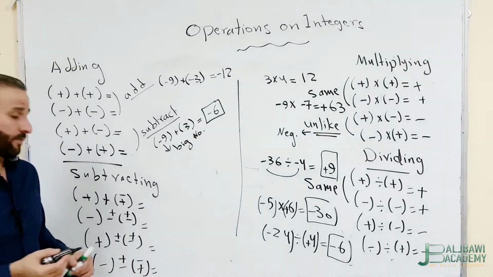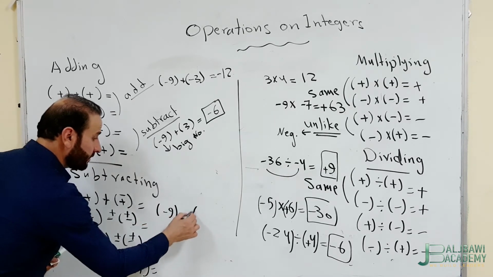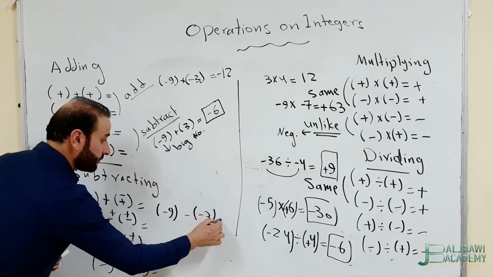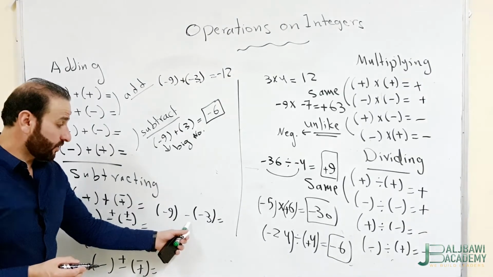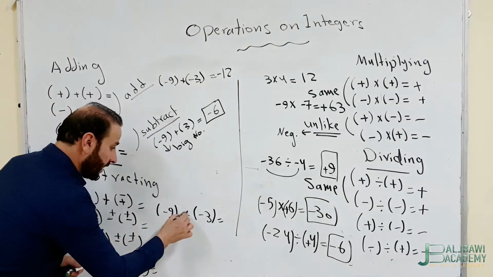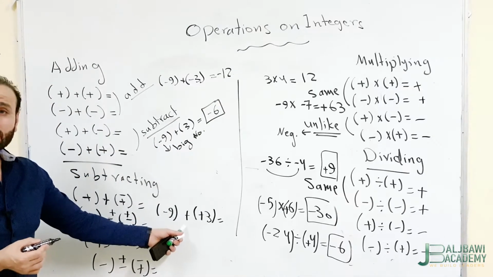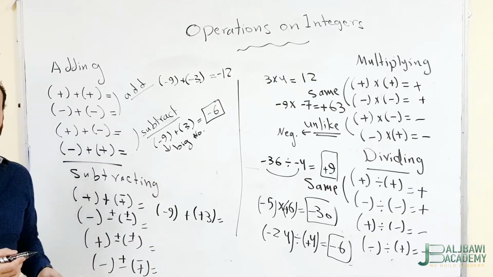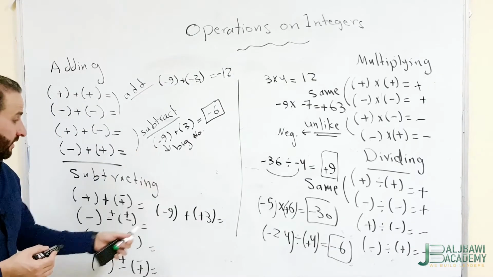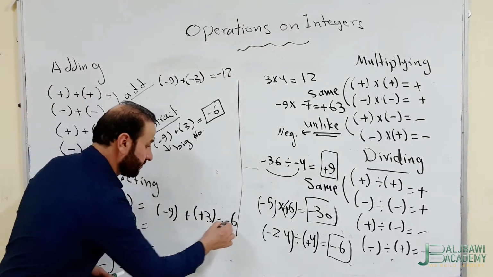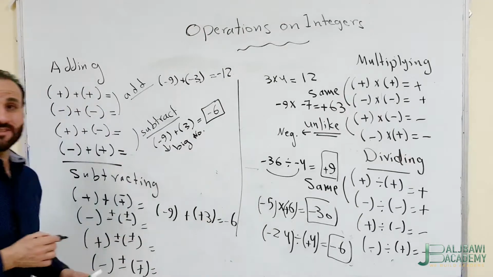I will give you two examples. For example, if I have negative 9 minus negative 3. As I told you, we change subtraction to addition and change the sign of the second number. It becomes addition. Now we can apply the rules of addition. They have different signs, so I subtract. 9 minus 3 equals 6. Now we put the sign of the bigger number, negative 6.